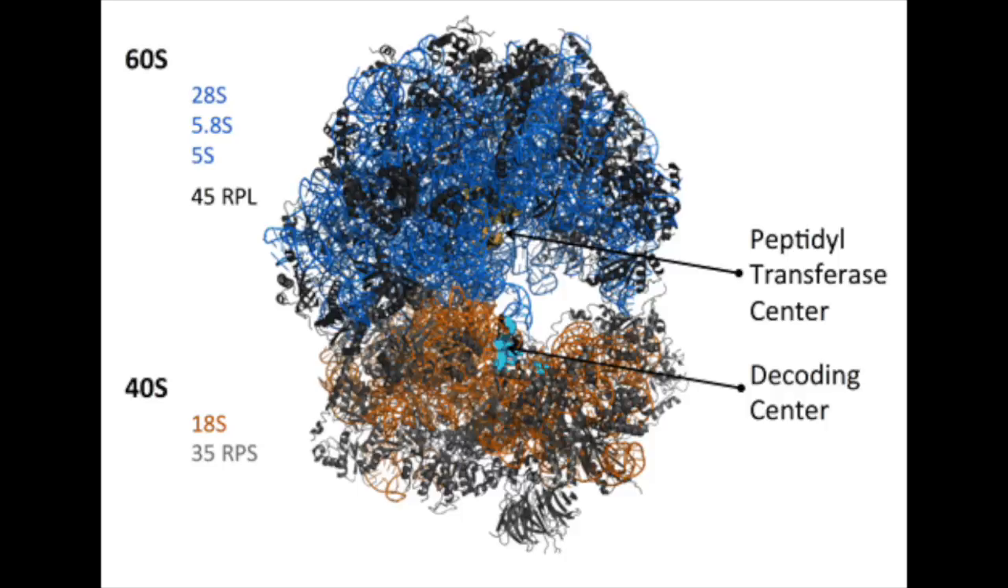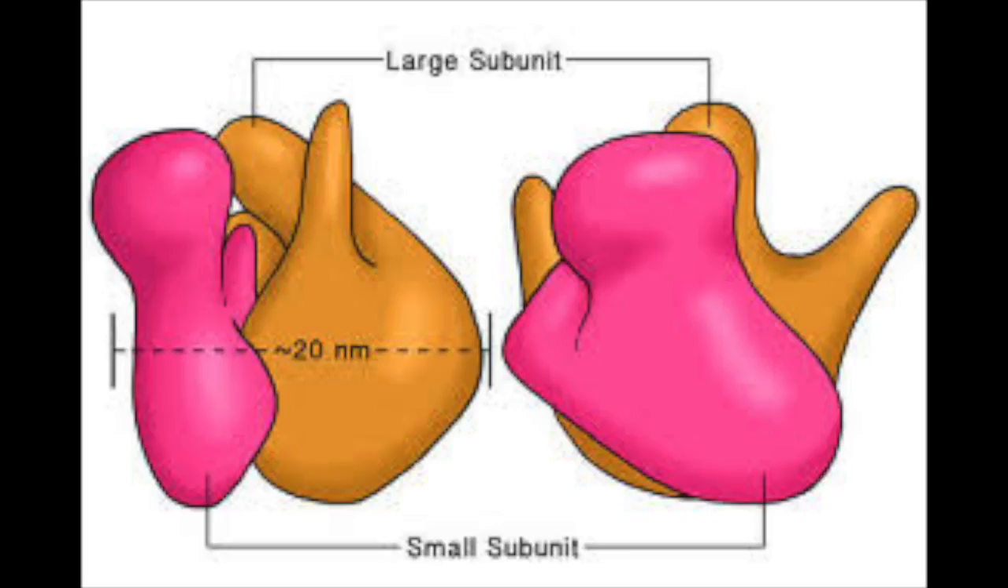When the cell needs to make a protein, mRNA is created in the nucleus. The mRNA is then sent out of the nucleus to the ribosomes. When it is time to make the protein, the two subunits come together and combine with the mRNA. The subunits lock onto the mRNA and start the protein synthesis.